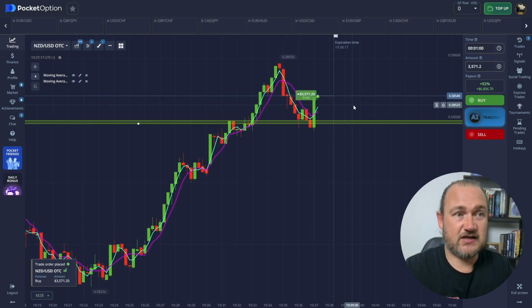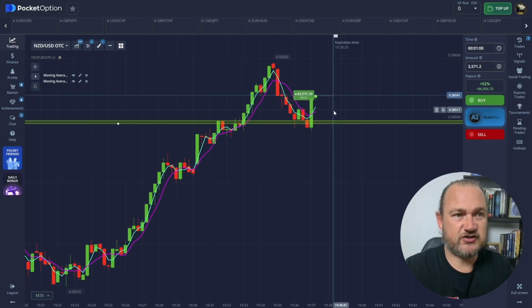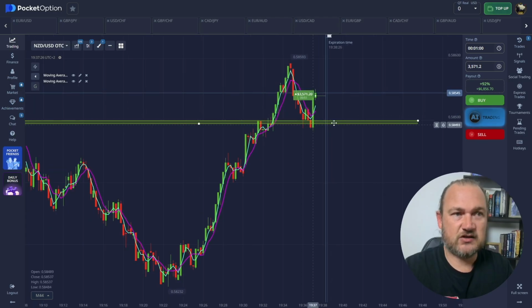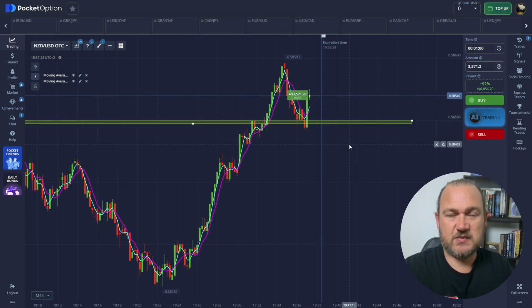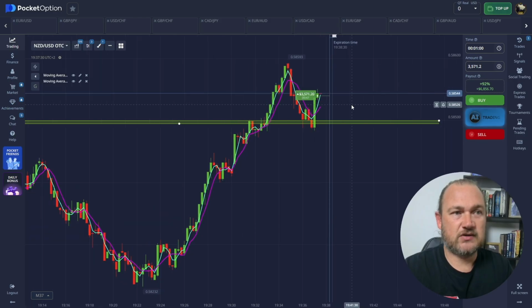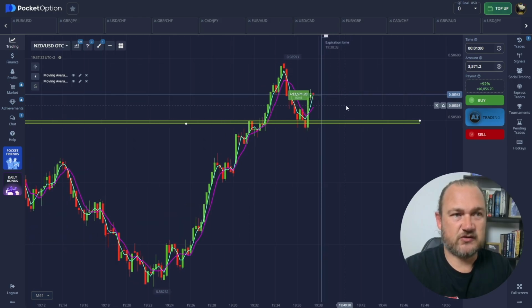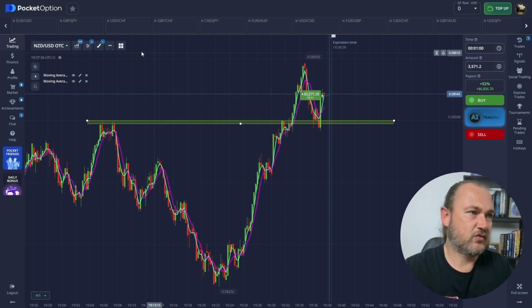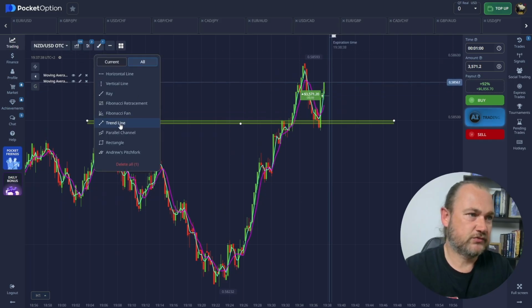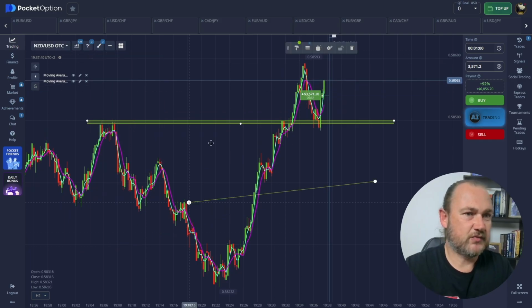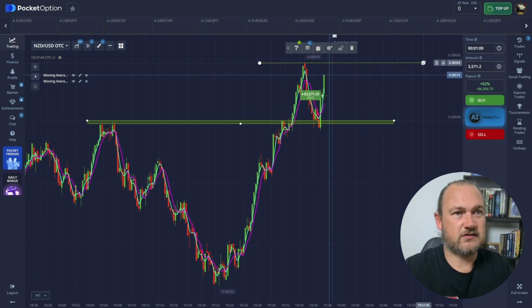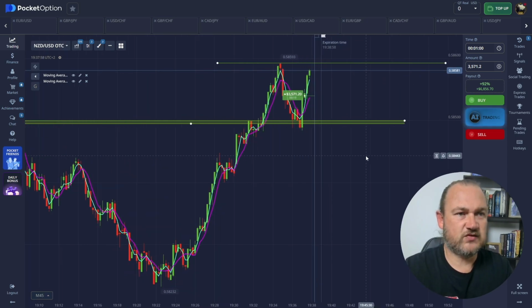Okay, so I'm getting in here. This was a clean rejection. I've got the bullish crossover of my moving averages, and it was right off the support level as we expected. And now again, we're just going to wait for the expiry time to run out. We should see price hit this level quite soon. It should at least come and retest this, if not break it. Just a few seconds left on this.